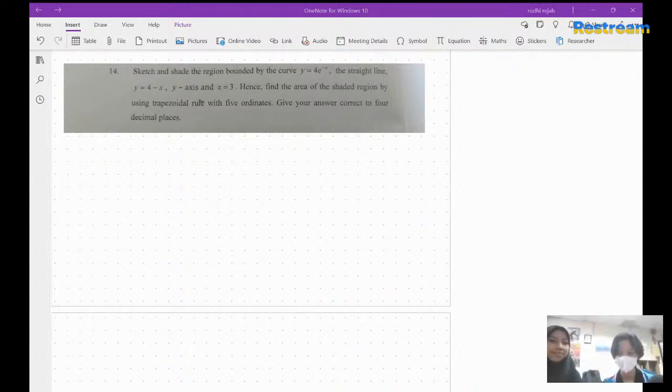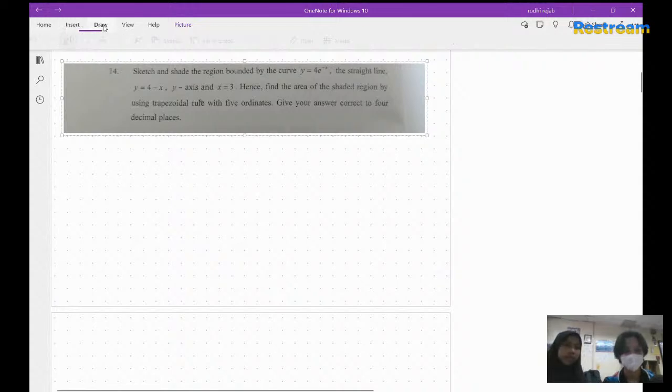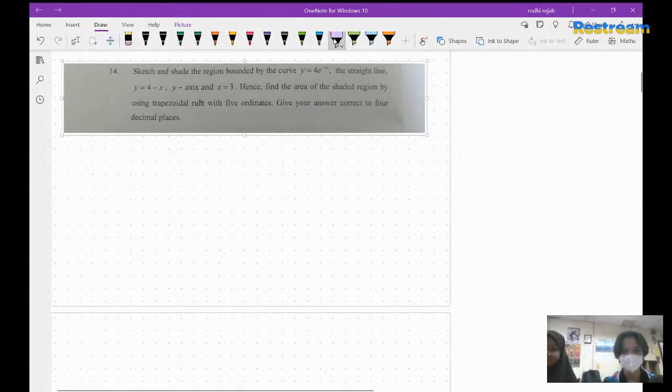Hi, continuing second question. We found another question. So this question, it says sketch and shade the region.